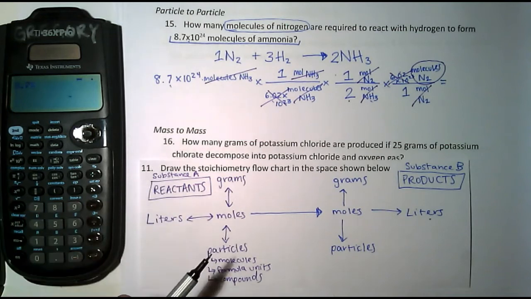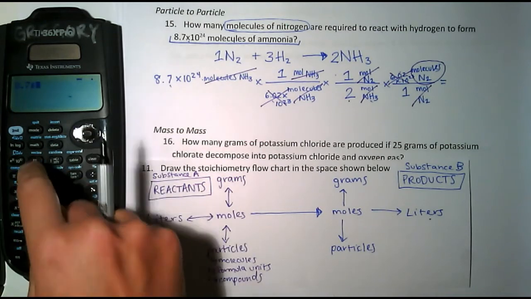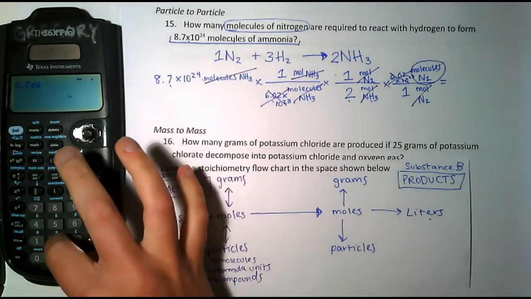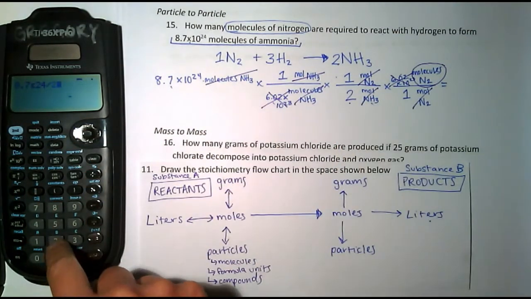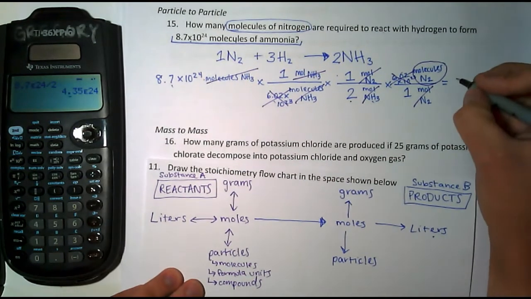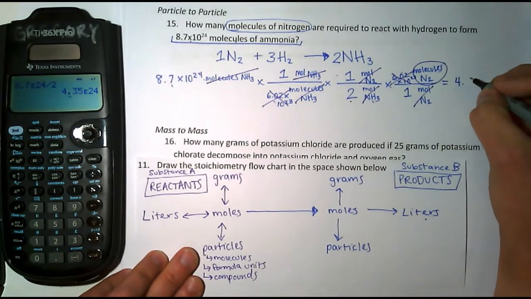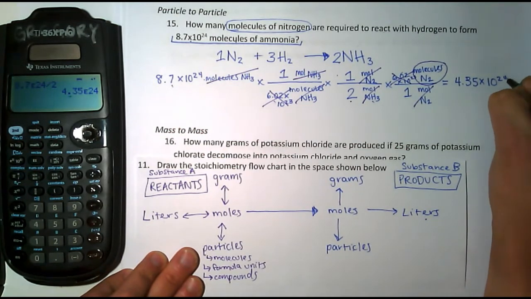8.7, and then remember we use that E button, e to the 24th, divided by the thing on bottom, divided by 2. And that gives me 4.35 times 10 to the 24th.